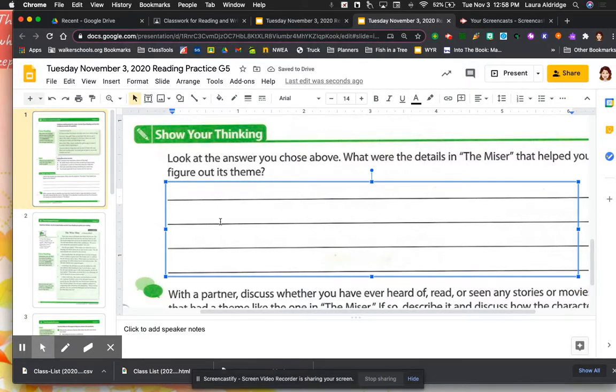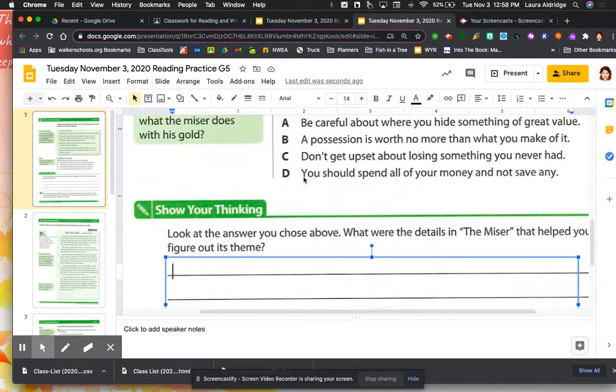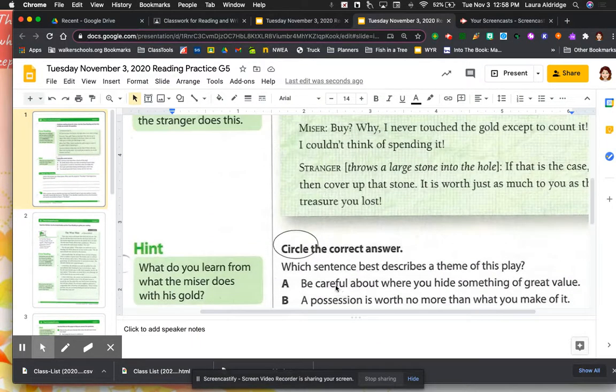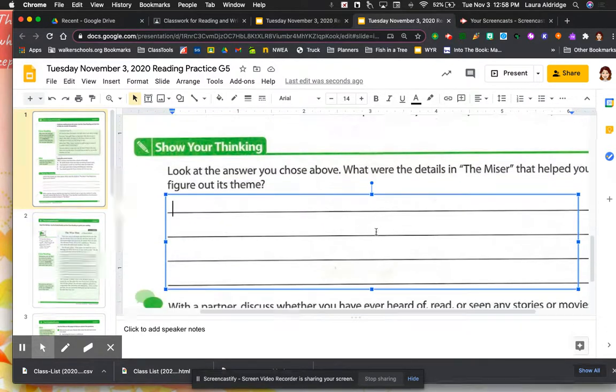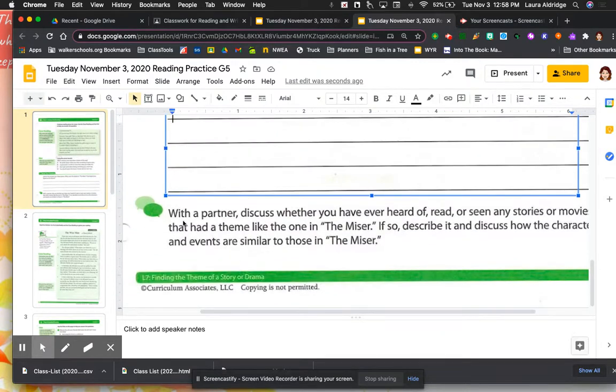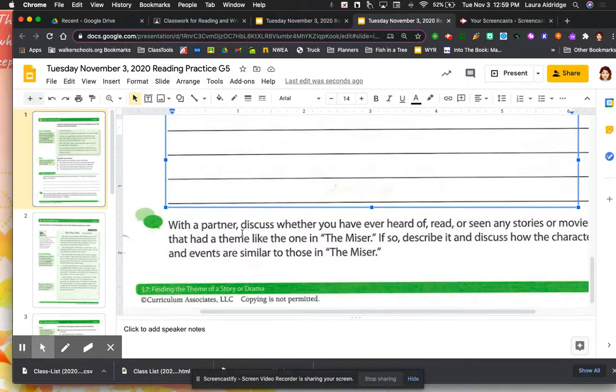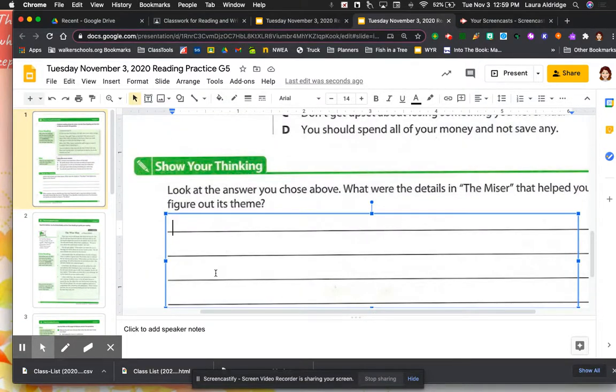You're going to need to create a text box in order to type on top of the lines. So for this particular question, you're going to have to look at the answer that you chose in this question about which sentence describes the theme of the play. And then you're going to have to tell me what details in the miser helped you figure out that theme. Now, this particular question asks you to use a partner. But I want you to notice it doesn't have any lines underneath it. So you can skip this question if you want to, or you can discuss it with your grown-up or a sibling or your cat or your dog if you want to. But you don't have to answer it. Any question that has lines underneath it, you do need to answer.